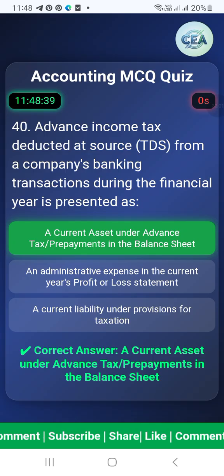Correct answer is a current asset under advance tax prepayments in the balance sheet.